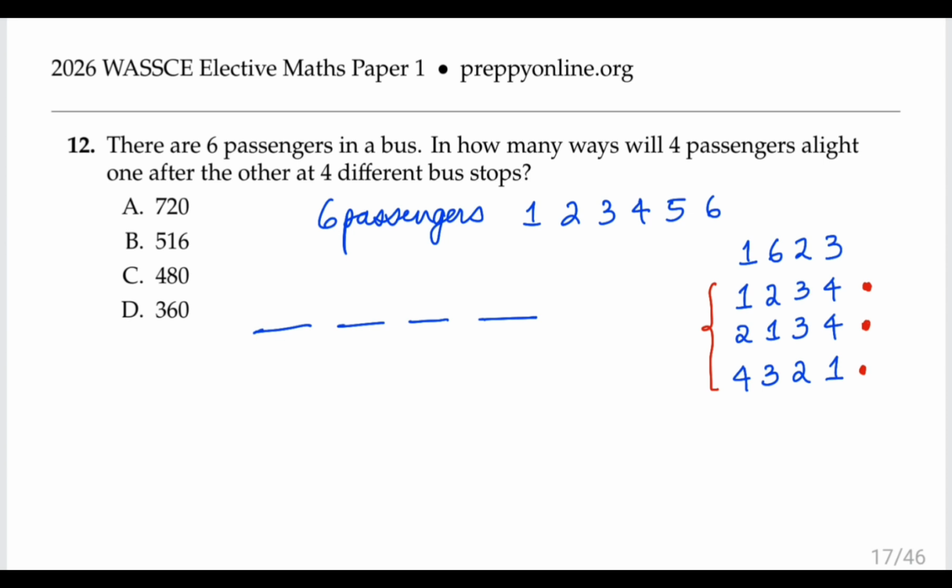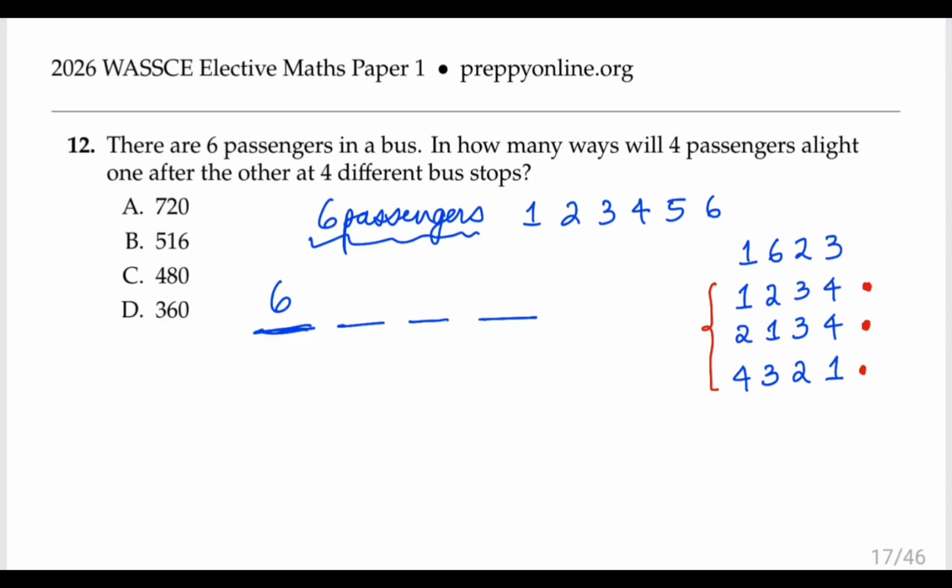We can ask the question, well, at the first stop, now remember there are 6 passengers in the bus. So if you get to the first stop and you ask the question, who is going to get down? How many possibilities are there? And the answer is 6. Because if you have 6 passengers, it can be any of the 6. All right, so that's for the first bus stop.